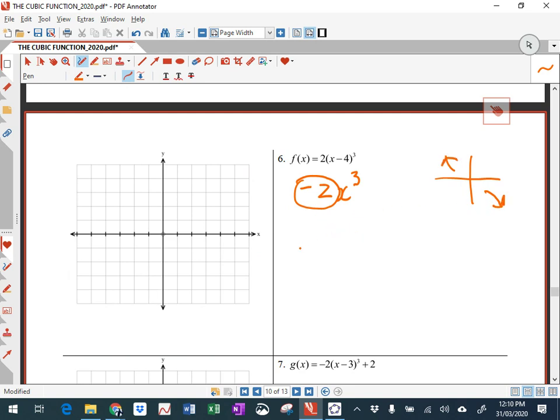Now, I'm also going to compare this graph to the equivalent basic cubic. There we go, there it is. So I'm going to say, look, the basic cubic is negative 2x cubed. So what does this negative 4 do? That's going to move it right 4 units. So I'm going to move this function here 4 units right. So 1, 2, 3, 4. There it is. So 2 there. And I know that my point of inflection is there.